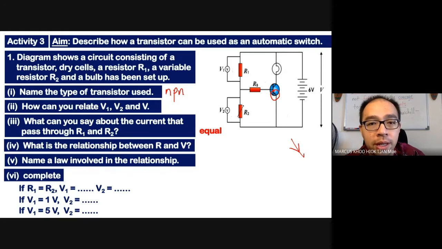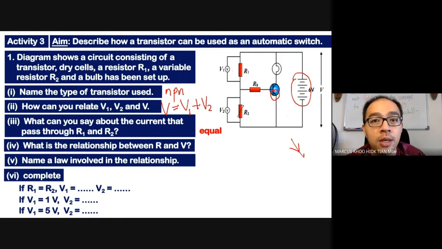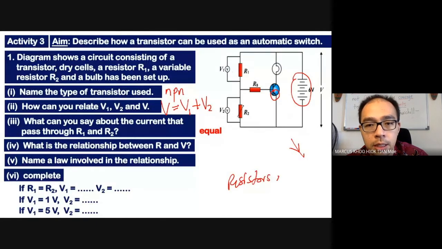How can you relate V1, V2, and V? This one is V, the big V over here, which is the 6 volts, equals voltage 1 plus voltage 2. And we know this from chapter 3 in electricity. We learned that if two resistors are in series, the voltage is divided among the two of them according to how big their resistance is. But the total voltage equals the voltage provided. Just to remind you, resistors in series.